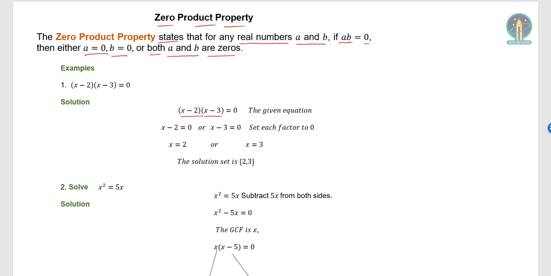In which case we get x minus 2 equals 0, so that gives x equals 2. That is one solution to this equation. Or x minus 3 equals 0, giving x equals 3. That is another solution to this equation. So the solution set is indeed 2 and 3.